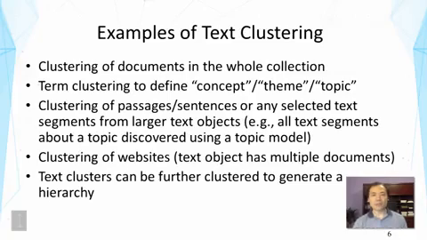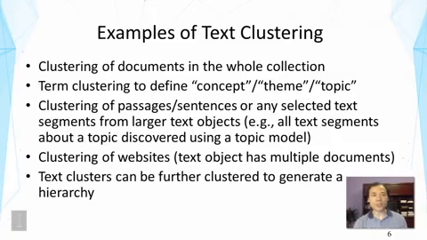So there are many examples of text clustering setup. For example, we can cluster documents in the whole text collection. In this case, documents are the units to be clustered. We may be able to cluster terms. In this case, terms are objects. And a cluster of terms can be used to define a concept or theme or topic. In fact, the topic models that you have seen in some previous lectures can give you a cluster of terms in some sense if you take the terms with high probabilities from word distribution.